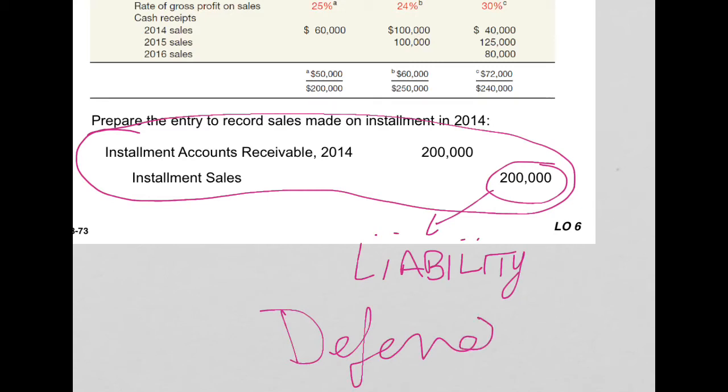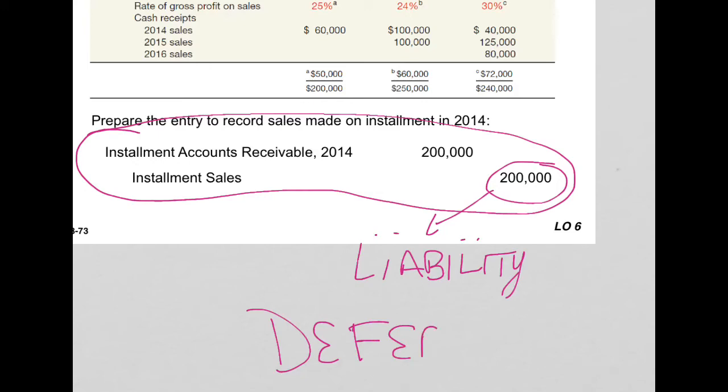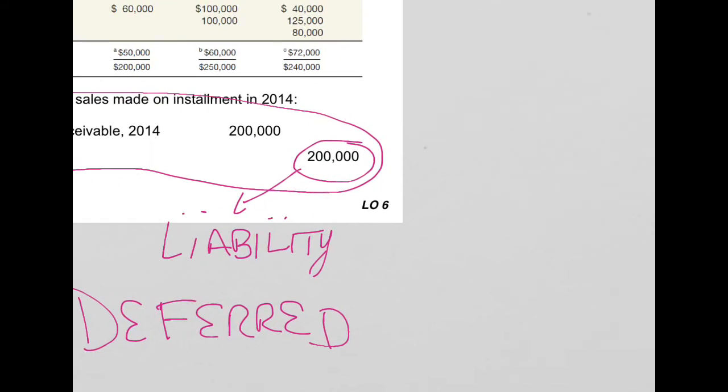Sorry for the cursive script here. In fact, let me change that. So it's really like a deferred revenue account, or deferred sale. Let's see if they have language to it. Well, they're just calling it an installment sale, but it goes on the liability side.